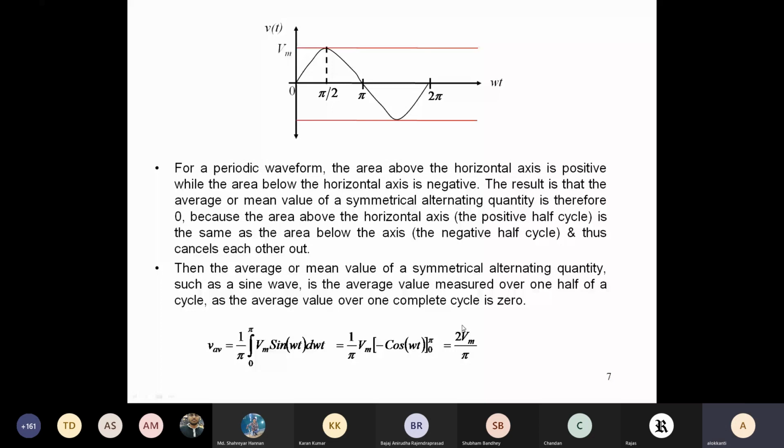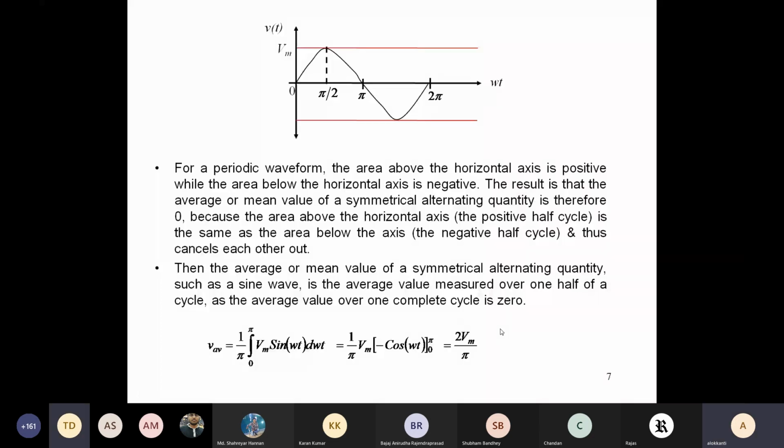Okay, that is clear? The average value. Yes, sir. There may be a lot of questions on this average value if you just change the waveform instead of sine, if you are given some other shape. You should be able to find out the average values. And obviously, if it is symmetrical with both positive and negative axes, then you know what to do.